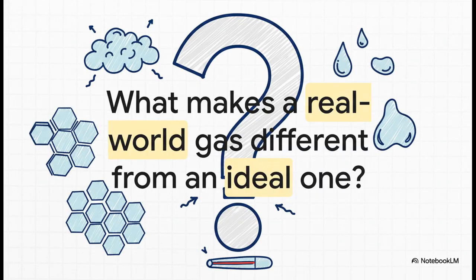But that leaves us with one last question, doesn't it? We've explained the rules for a perfect, ideal gas. But what makes a real-world gas, well, real? What happens when those tiny attractions and the actual size of the particles do start to matter?